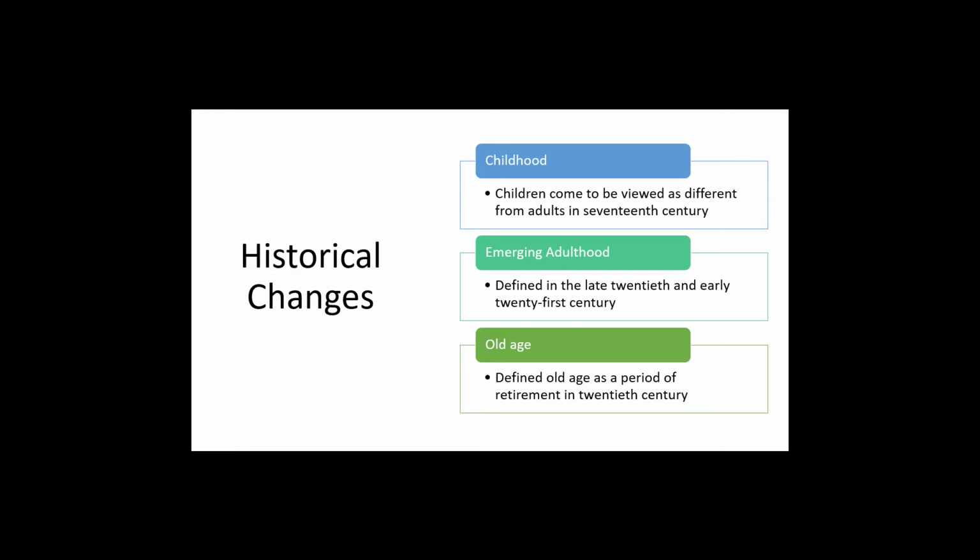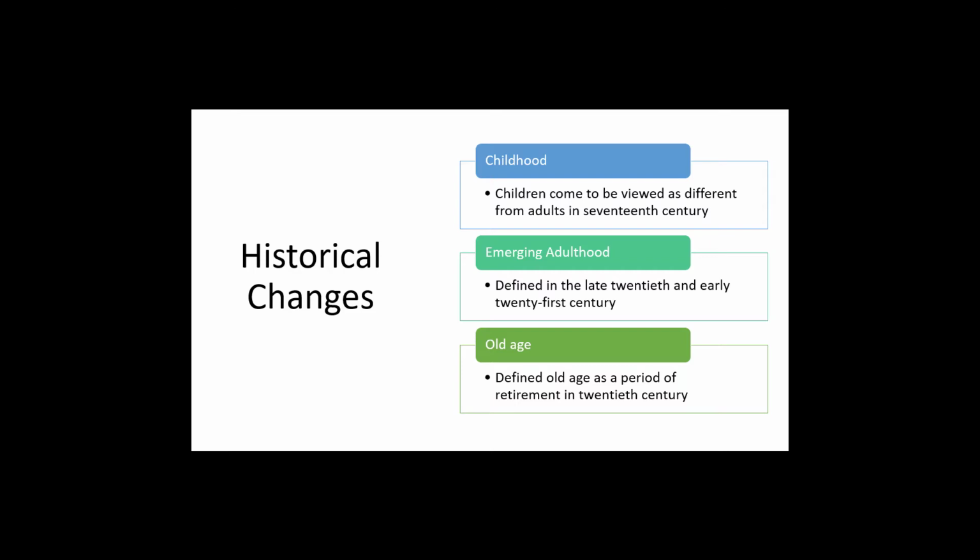Another one is historical changes. So childhood, children comes to be viewed as different from adults in the 17th century. Emerging adulthood is defined in the late 20th and early 21st century, and old age is defined as a period of retirement in the 20th century. So again, look at the historical periods here. Look at old age. So old age was defined differently in the 1800s. One, because we didn't live that long. Two, because Social Security didn't exist. So these are recent phenomena that impact development.